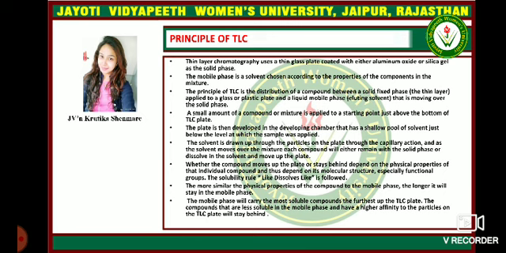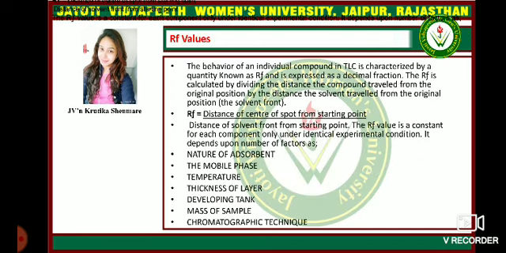The compounds that are less soluble in the mobile phase and have a higher affinity to the particles on the TLC plate will stay behind. RF values. The behavior of the individual component in thin layer chromatography is characterized by the quantity known as RF and is expressed as a decimal fraction. The RF is calculated by dividing the distance the compound travelled from the original position by the distance the solvent travelled from the original position.